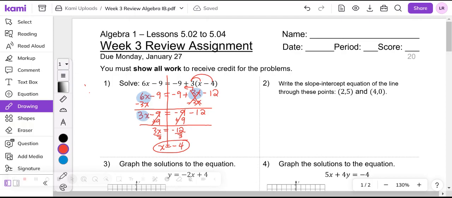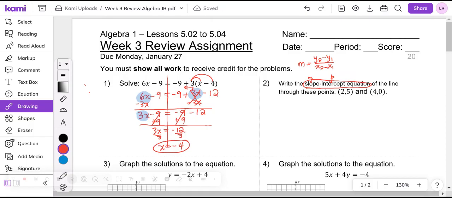Okay, that's it. Now, for number 2, we've been having problems remembering how to do this problem. It is going to take 2 separate formulas. If we want slope-intercept form, there's 2 things we got to find. We got to find the m, and we got to find the b. We got to find both of those pieces. So first thing is we need the slope, the m.